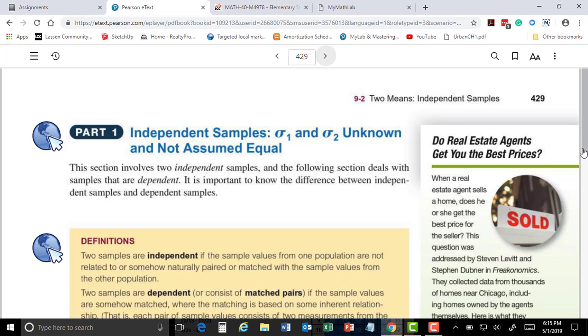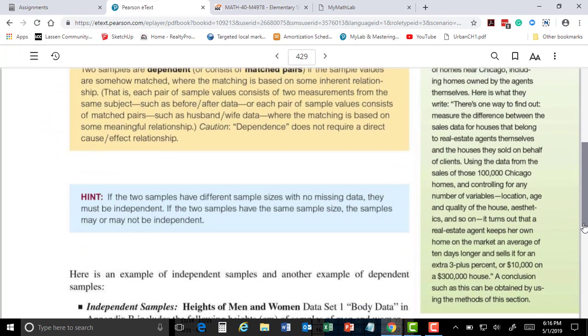So for this particular test, you want to consider whether you're talking about paired data or not. Everything that I showed you from now on, I think, was not paired. Two samples have different sample sizes with no missing data; they must be independent from each other. If the two samples have the same sample size, the samples may or may not be independent. I think it's assuming that if they're the same size, they're paired.